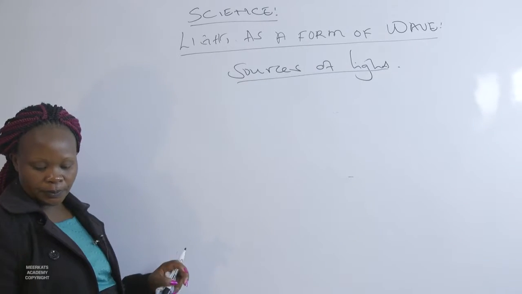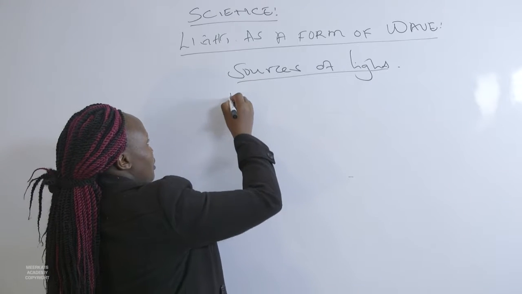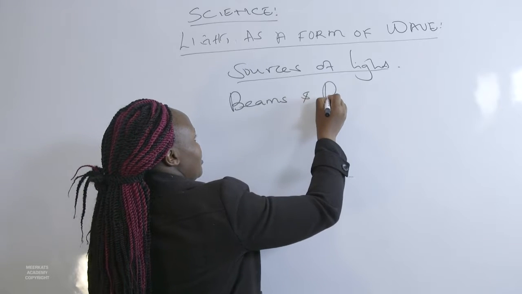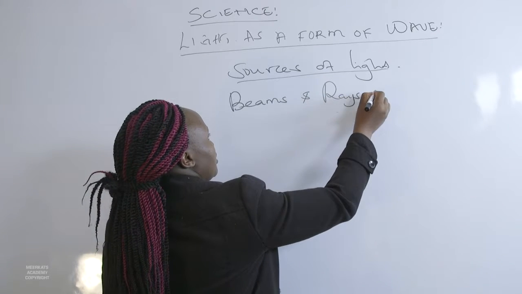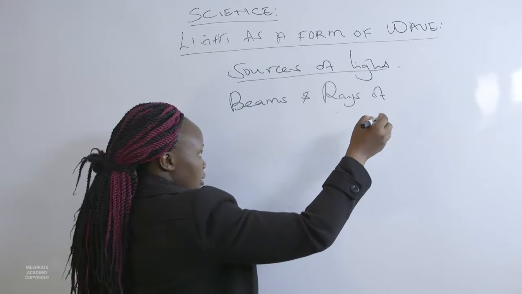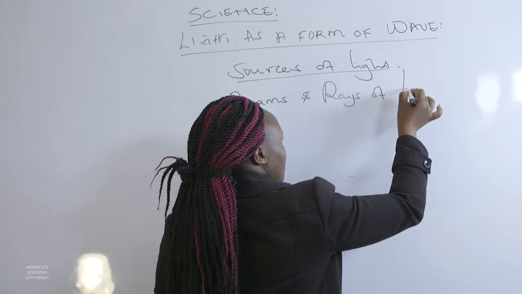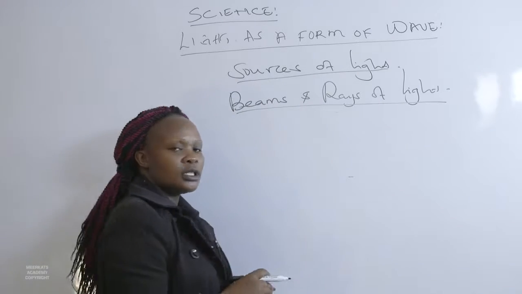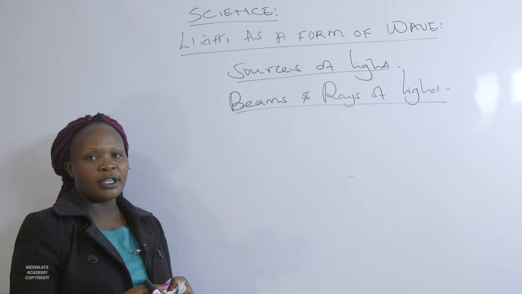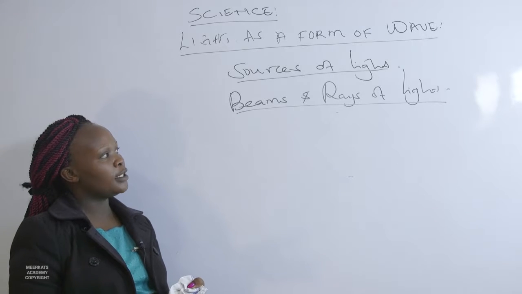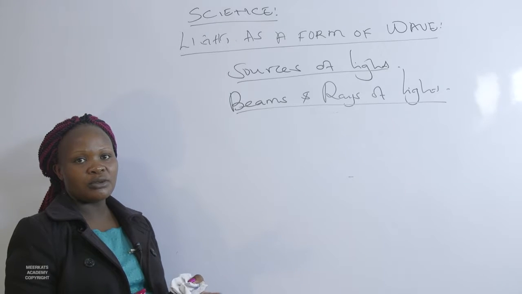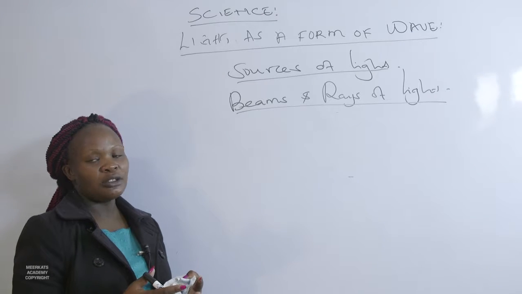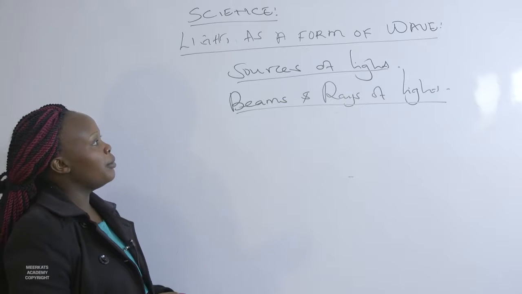Now, let us look at beams and rays of light. What is the difference between a beam of light and a ray of light? Because these are two terms that people tend to use interchangeably, although they actually have different meanings.